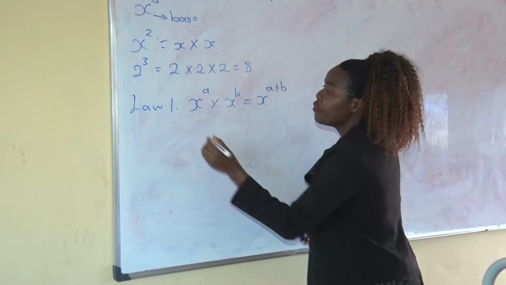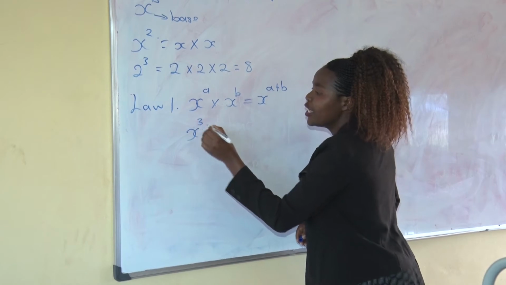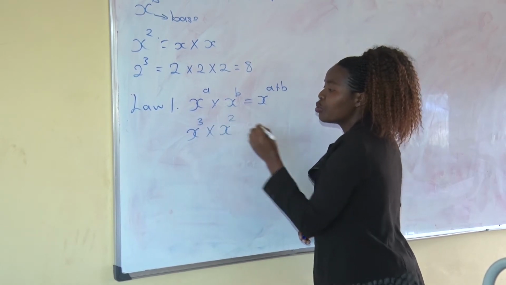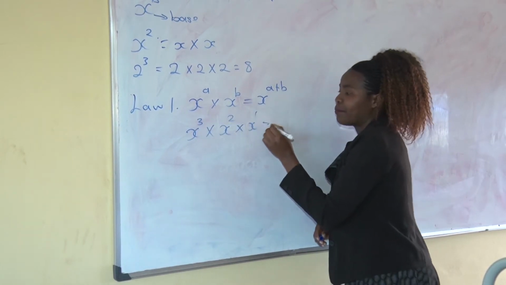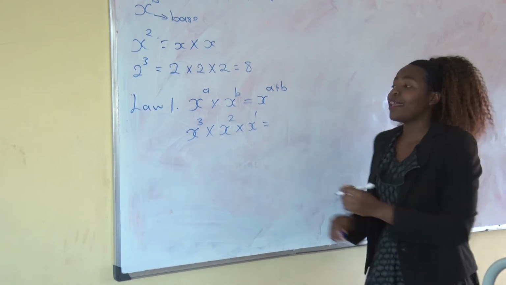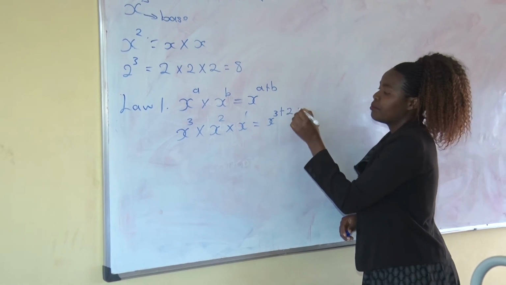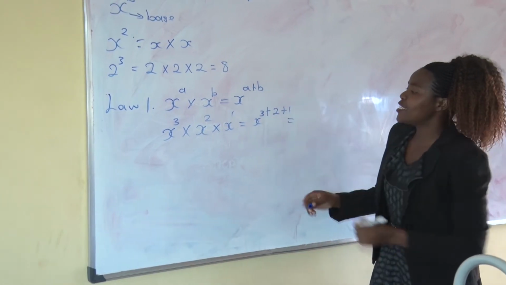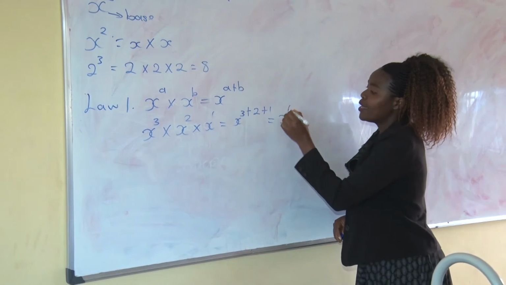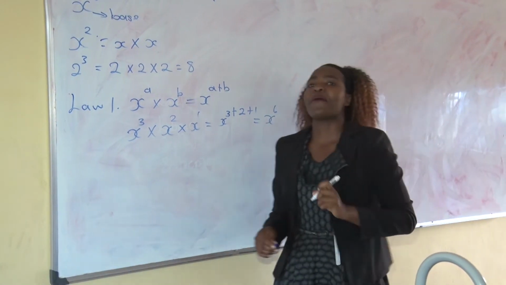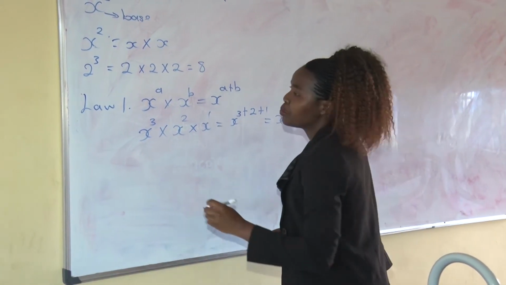For example, you can have x to the power 3 times x to the power 2 times x to the power 1. Here, you simply return the base and add the powers. So our answer here is x to the power 6. That's law number 1. Let's move on to law number 2.